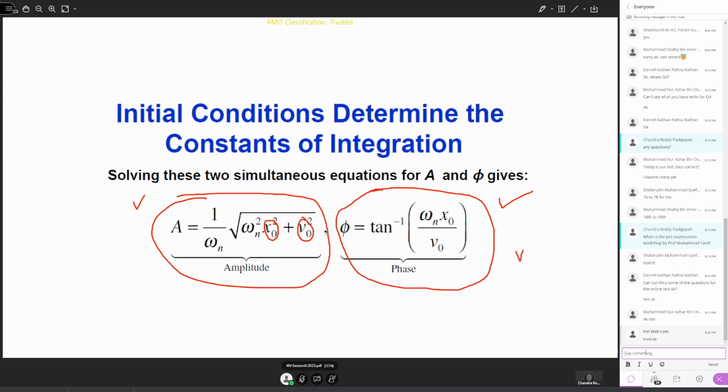So don't get confused. We also write v naught as x dot.